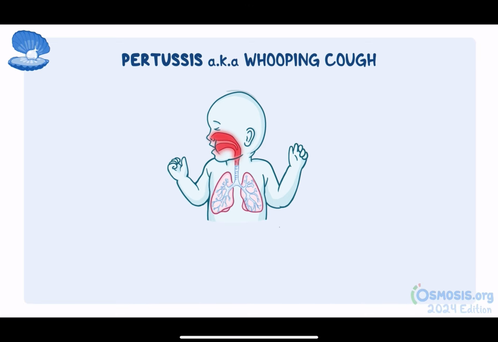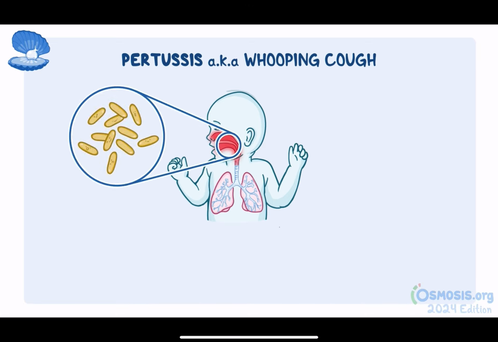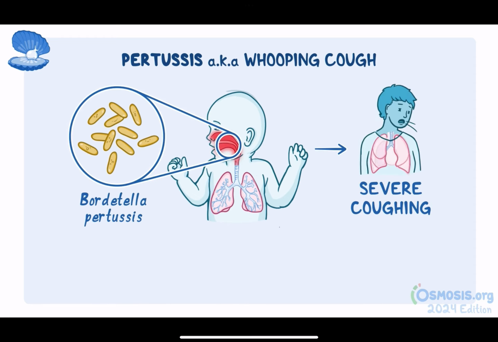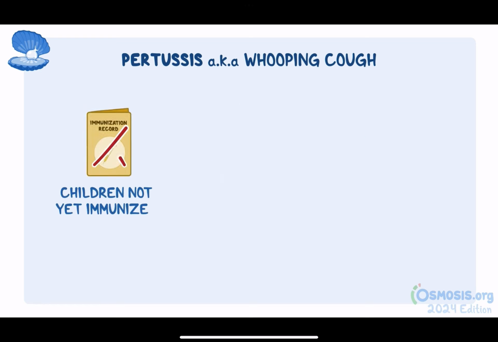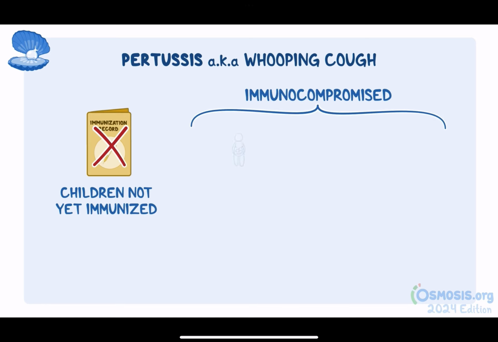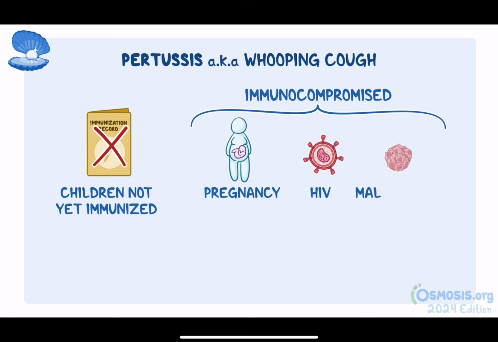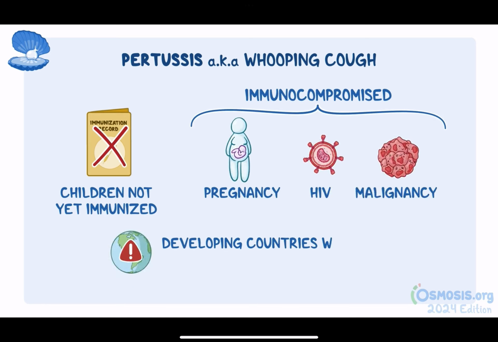Here's another clinical pearl. Pertussis, also known as whooping cough, is an upper respiratory tract infection caused by the bacterial pathogen Bordetella pertussis. It presents with paroxysmal episodes of severe coughing. However, given widespread vaccination with the DTaP vaccine, it is typically seen in children not yet immunized, in immunocompromised states such as pregnancy, HIV, and malignancy, or in developing countries where vaccination is not widely available.